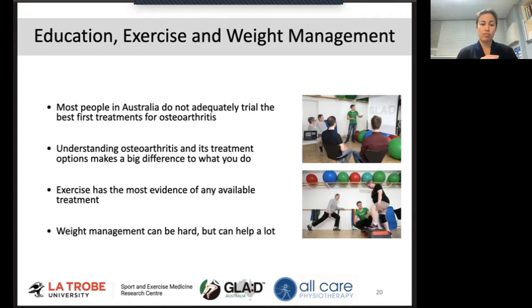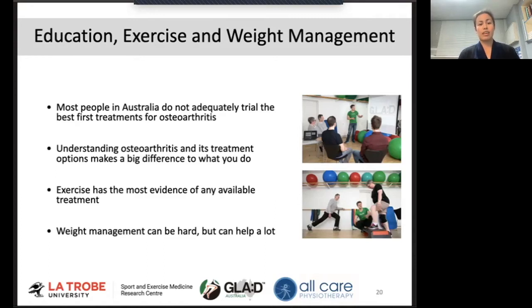Now, GLAD uses this neuromuscular exercise, which is what makes the GLAD program unique, because the exercises that you do in the class are relevant and applicable to your everyday life. It's also important to consider that the dose of exercise matters and that more is better.